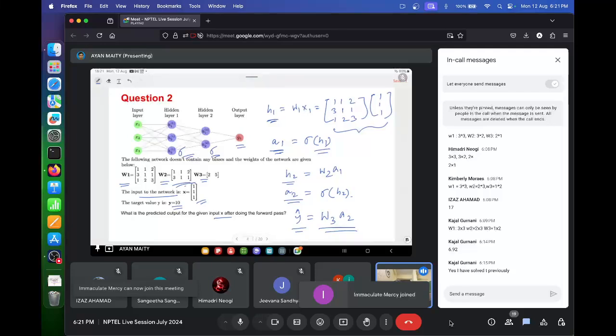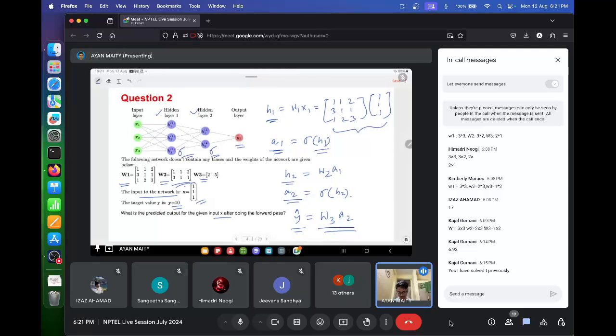So the two hidden layers are using sigmoid activation function, but the output is not using any activation function. But if the output was using some other activation function, you would have to apply an activation function like G of W3 A2. G can be any activation function that will be given in the question. In this case it is not using any activation function.